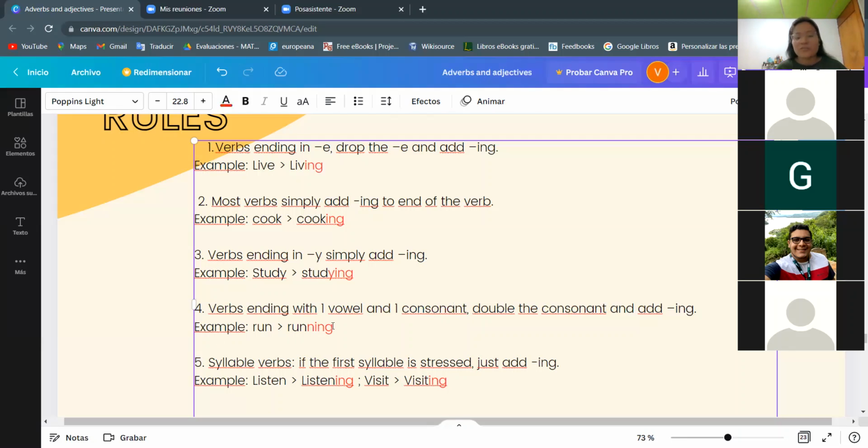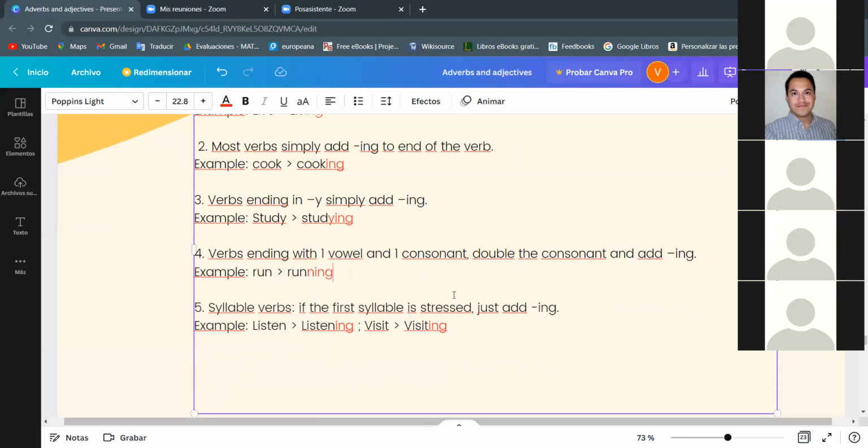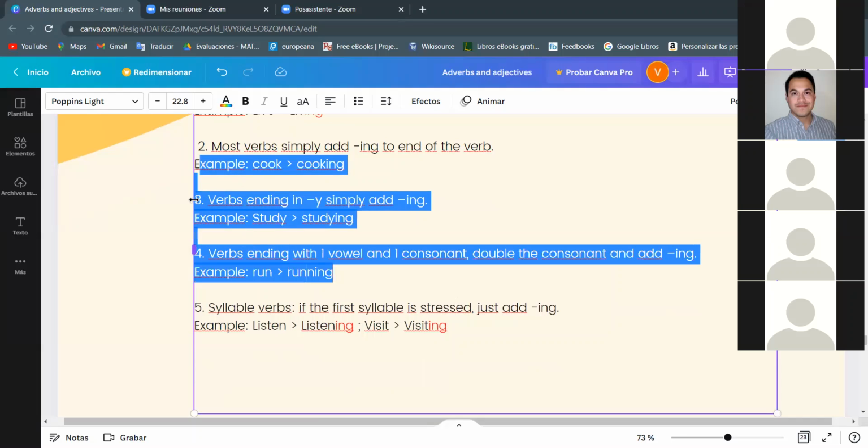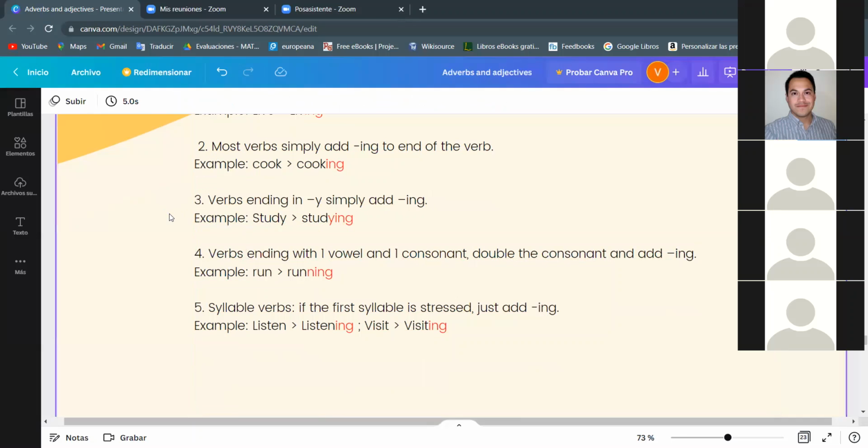Good. So let's see. Now that you open your microphone, what's the vowel in run? U. And what's the consonant? RN. Okay, so what do you do to make it a continuous verb? I'm gonna add NING. Good. You're going to double the consonant and then add ing. All right. Let's see questions about number 3 and 4, guys. No, also okay.